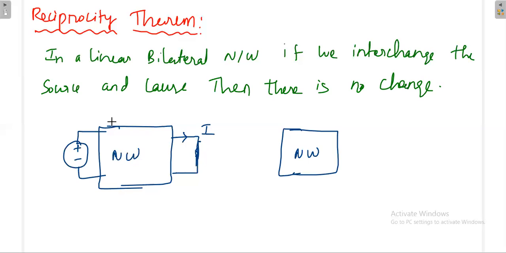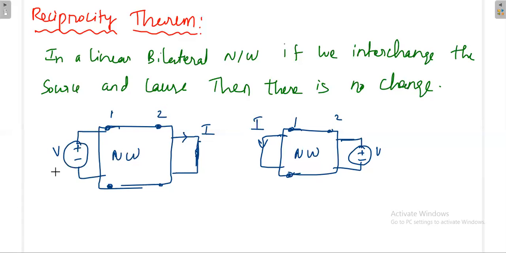This is like port 1, this is like port 2, the output port. I'm not doing anything to the network. What I'm going to do is remove this voltage source and connect it here. Then here I'll make a short, because I have removed the voltage source, and the remaining elements will be there. If you measure the current here, you'll get the same current. Once you apply the same voltage on the other end, you'll get the same current. That means you have interchanged the source, but the response remains the same.